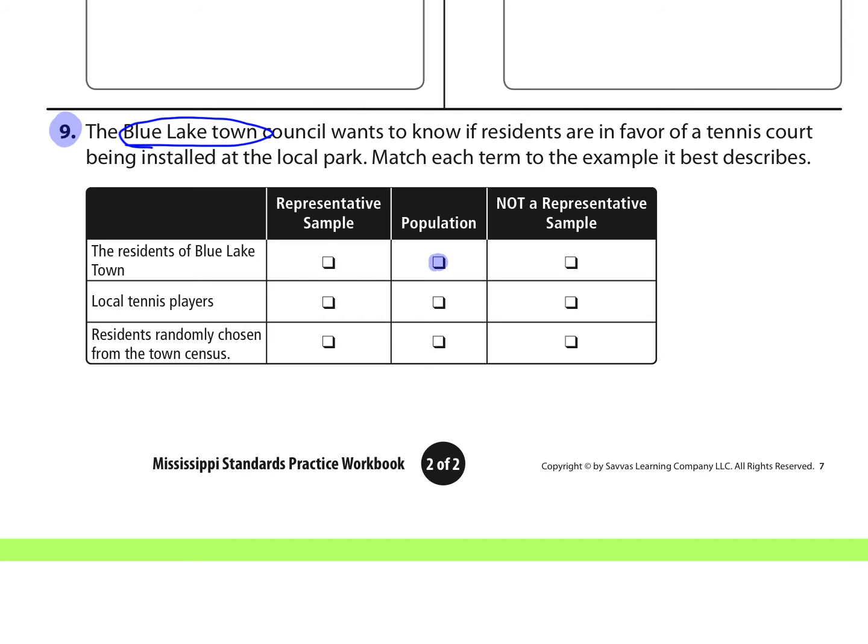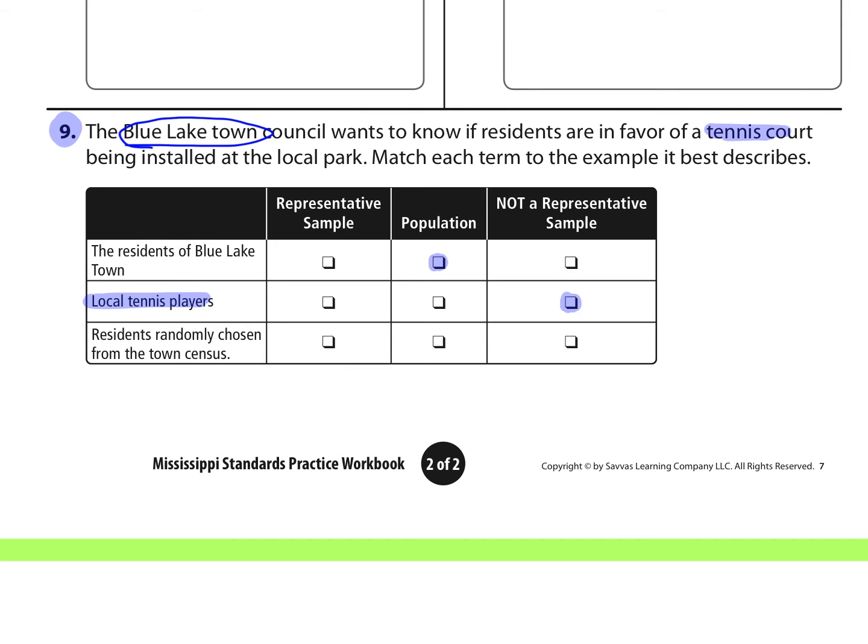Now we're going to look at two different samples and see if one of them is a good, representative one, or not good, not representative. Local tennis players. Well, they're building a tennis court. Are tennis players going to favor a tennis court? Of course they are. So that's not a good representative sample of the population.